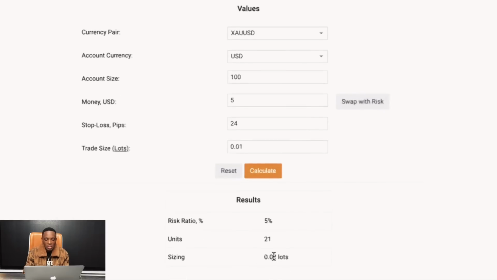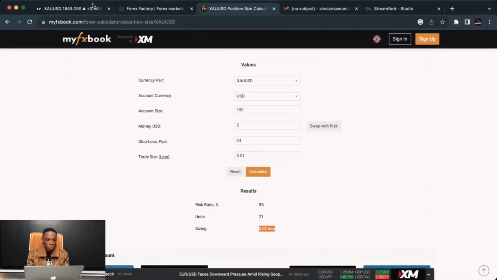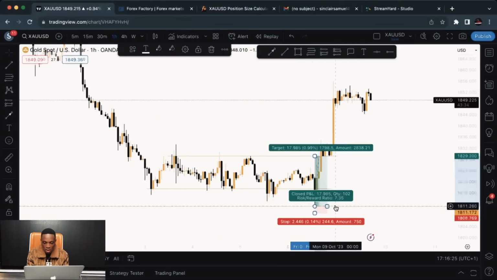It tells me the lot size I should use in order not to lose 5% of $100, and 5% of $100 is $5, right? Okay, it tells me the lot sizing here. This is the lot size you should use, 0.02. So it means if I use 0.02, I just place the trade here with 0.02.